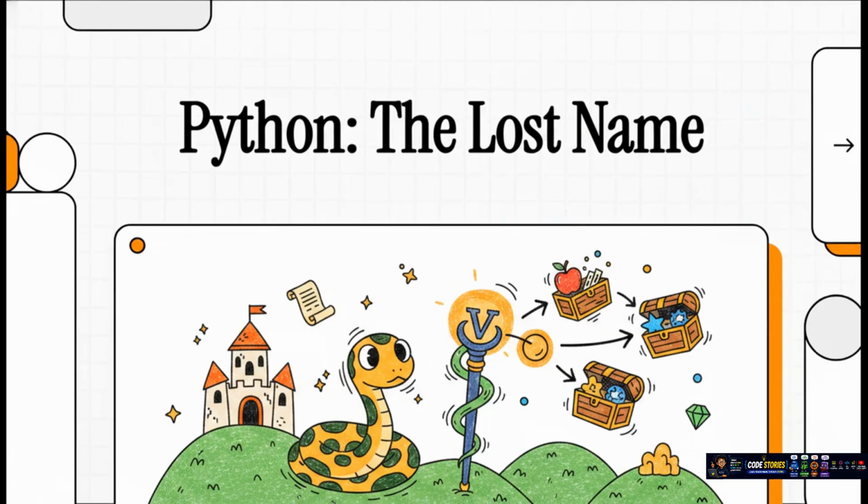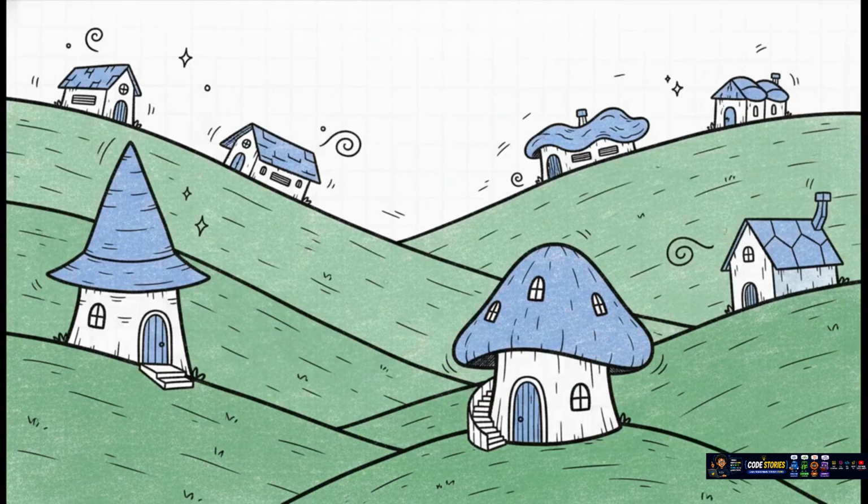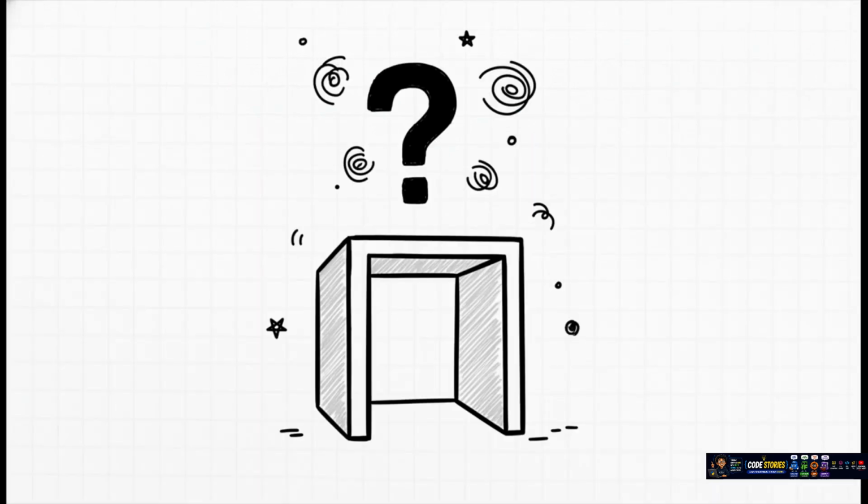Welcome to our explainer. Today, we're jumping right into the magical world of Python land. Imagine a valley filled with these unique storage rooms, and every single room has a special name. But one day, a room called Name completely forgot who lived inside it.